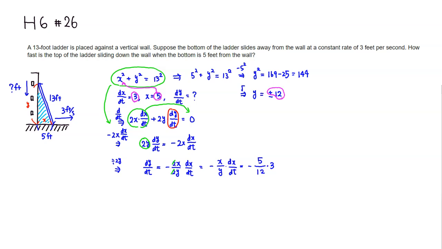Then clean it up. You can cancel 3 and 12, and you get 4. So it's going to be negative 5 quarters feet per second. The top of the ladder is sliding down at the rate of 5 over 4 feet per second.